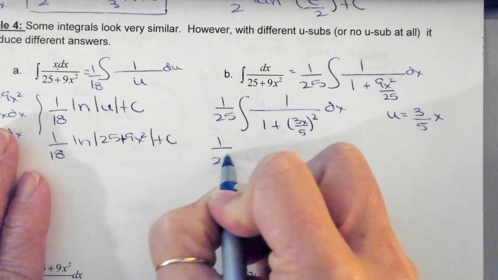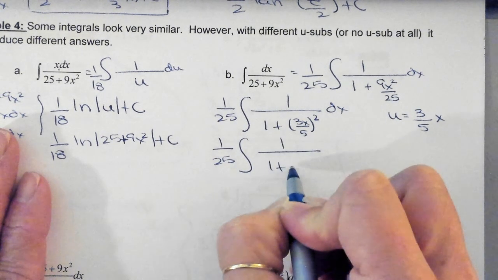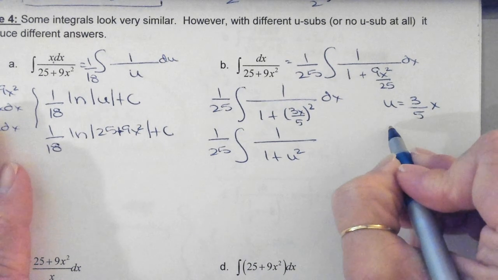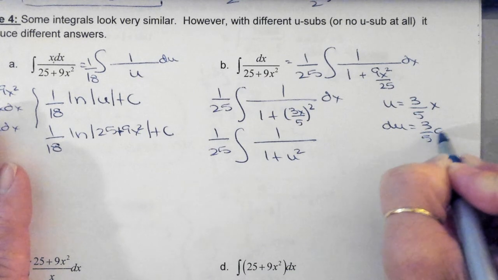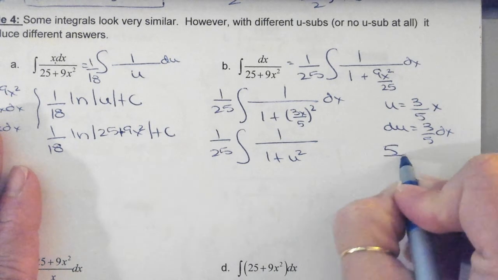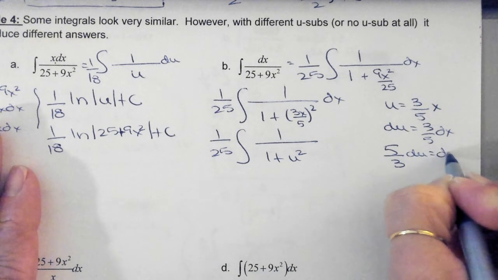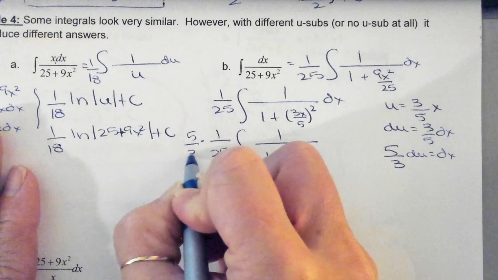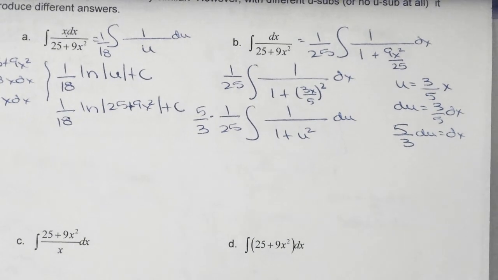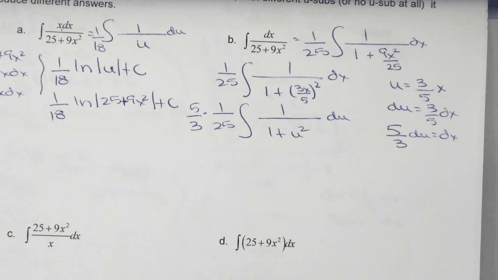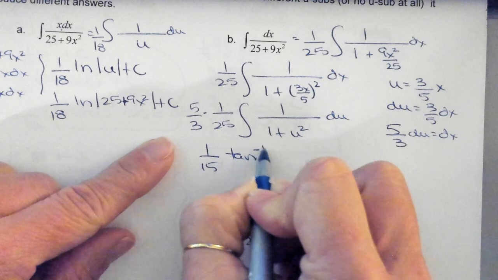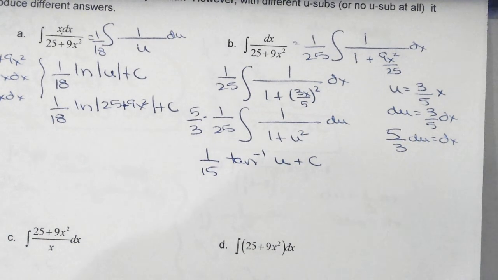So now we have 1 over 25 times the integral of 1 over 1 plus u squared. What's the only thing that's left? The dx. So you have du is equal to 3/5 dx. Help me. 5/3. So the 5/3 will go here, and the du goes here. What's the integral of 1 over 1 plus u squared? Inverse tangent. So let's reduce this. What is this, 1 over 15? Inverse tangent of u plus c. Make your substitution.